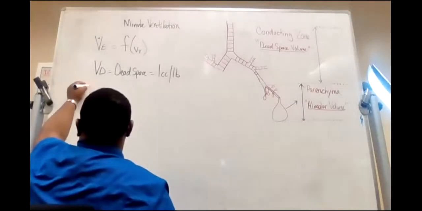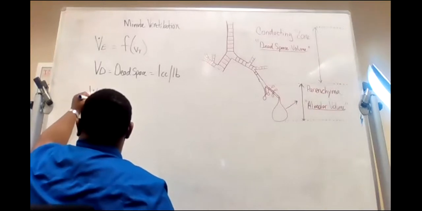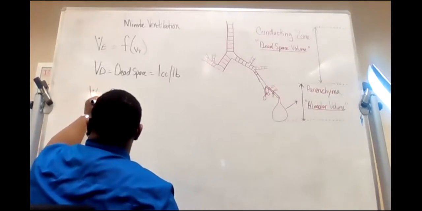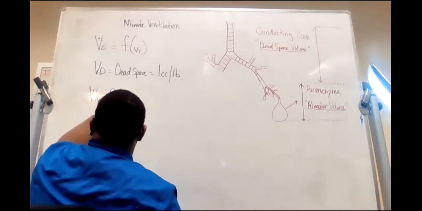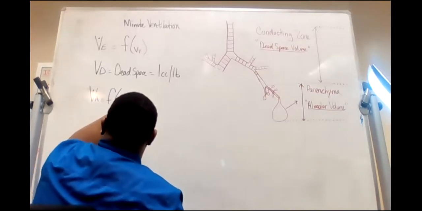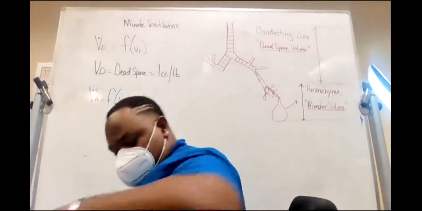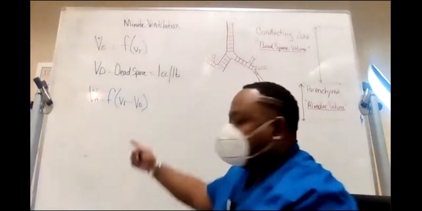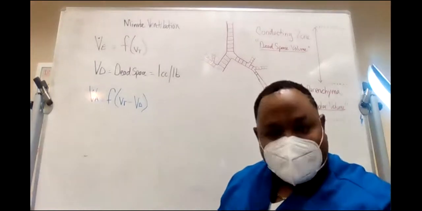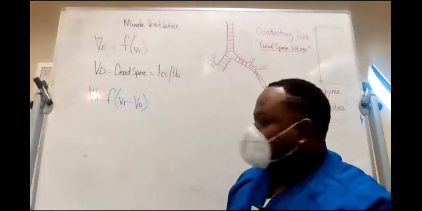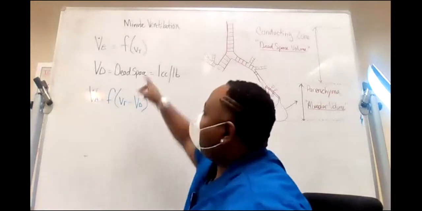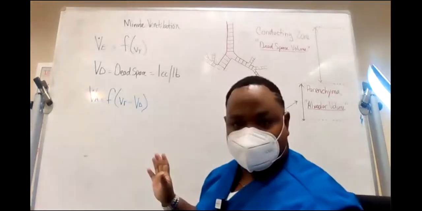Alveolar dead space equals frequency times the tidal volume minus the dead space. Frequency times tidal volume minus the dead space. Because frequency times tidal volume is going to give us the whole minute ventilation.